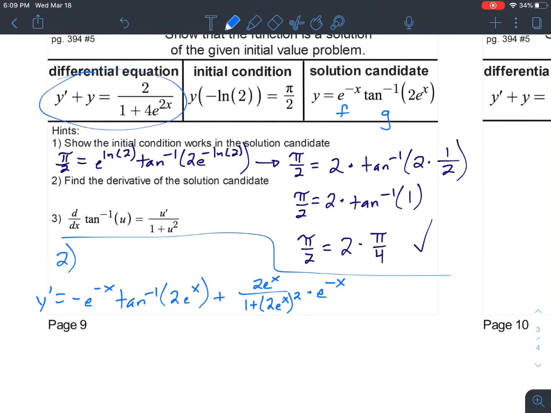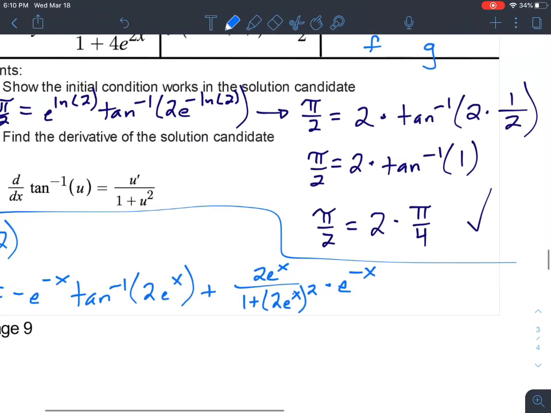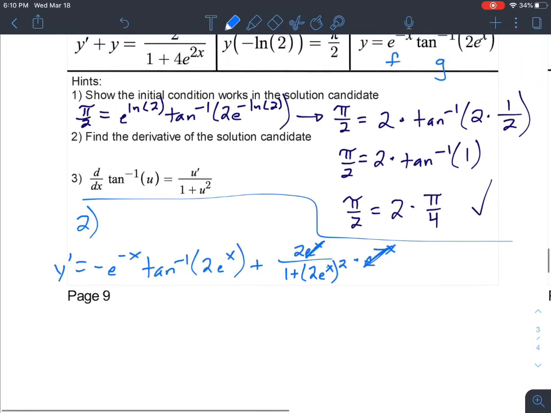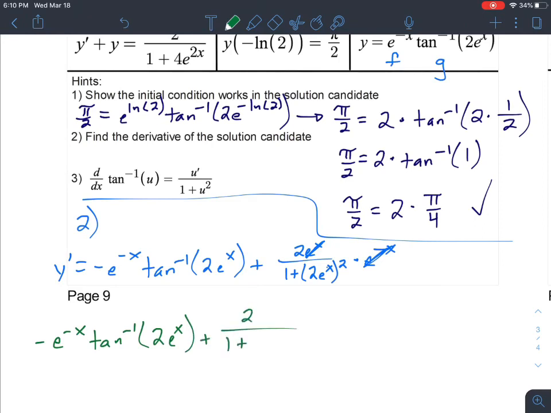And our last thing that we're supposed to do is we have to take this derivative and put it into the differential equation to make sure that everything works out, that we get the same thing on both sides. I noticed for y prime I could have canceled those two right there. So now we're going to put this in. We have negative e to the negative x times arctangent of 2e to the x plus 2 over, I'm going to simplify this, when we square this, it's 4e to the 2x.